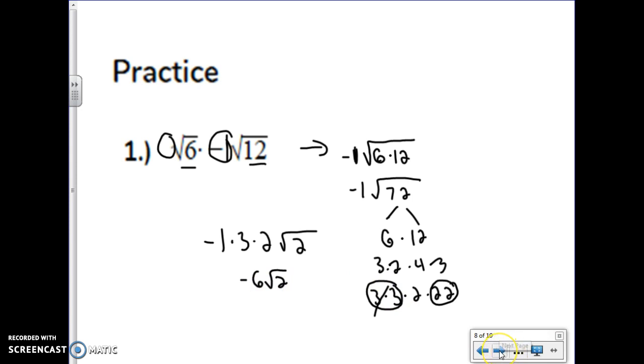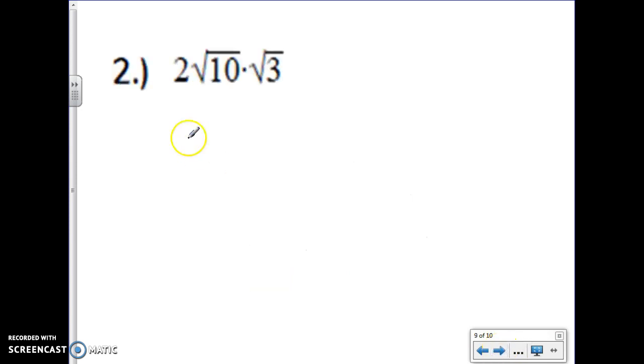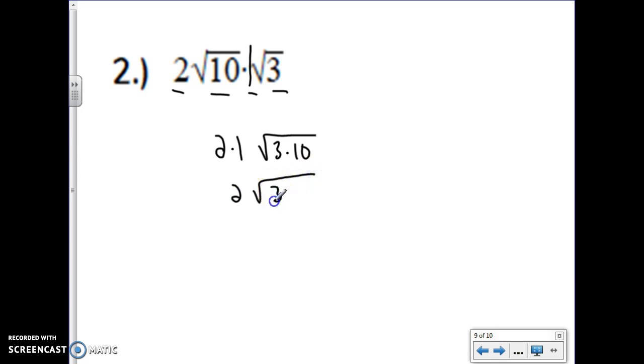Okay? Well, let's look at another example, number 2. In this case, I have 2 square root of 10 times the square root of 3. Now, there's no number in front of the second radical, so I'm going to put a 1 in front of that. I can take whatever's in front of the radical signs and multiply them together, so I get 2 times 1. Whatever's underneath the radical signs, I can multiply together, so I get 3 times 10. So that's a 2. Now let's look at 3 times 10. That's 30. But 30 breaks down to be 6 and 5, 3, 2, and 5. Do I have any pairs of anything? No. So what happens is I end up with 2 square root of 30. Final answer.